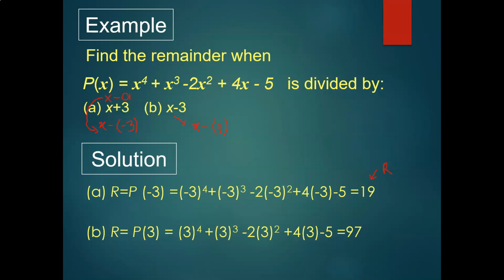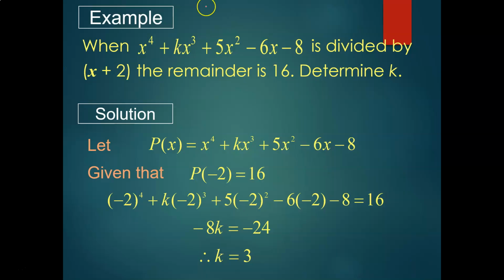Easy, right? So, you don't have to perform the long division to obtain your remainder. You just use this remainder theorem. First, you rewrite the divisor into the form x minus a, then you get the a, and you substitute it into the polynomial. The same with x minus 3: we rewrite it in the form x minus a, so your a will be 3. This 3 you substitute into this polynomial punya x, and you get the answer 97. So that is the use of the remainder theorem.